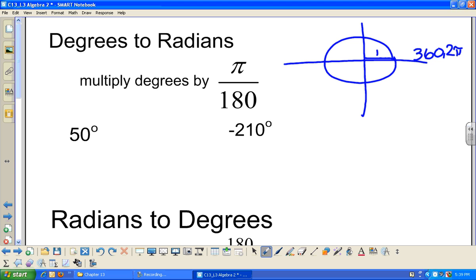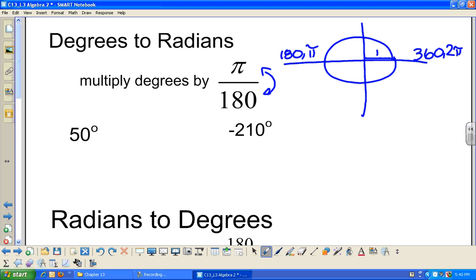So if I'm talking about 180 degrees, I took 360 divided by 2 to get 180. So in radian measurement, I take 2 pi divided by 2, and it will get me pi. This is when the radius is 1. So when I'm moving from degrees to radians, I multiply the degrees by pi over 180. Because in this conversion, pi is equal to 180 when I have a radius of 1.